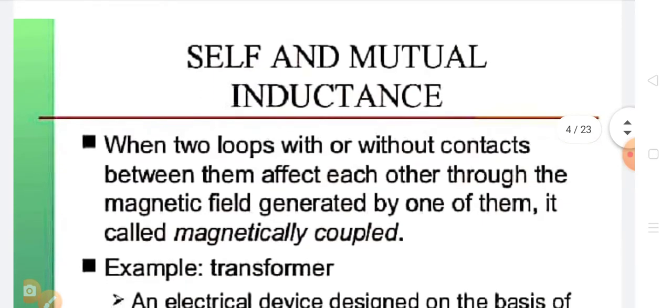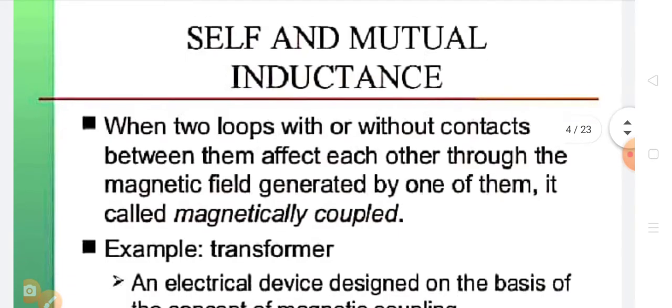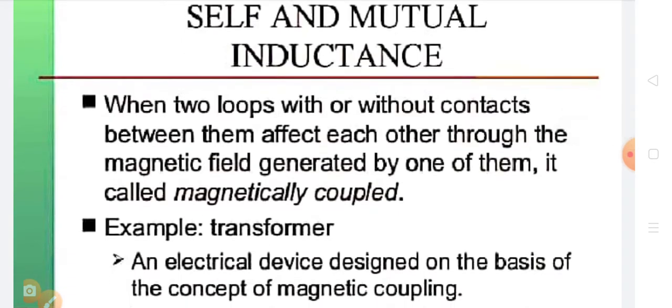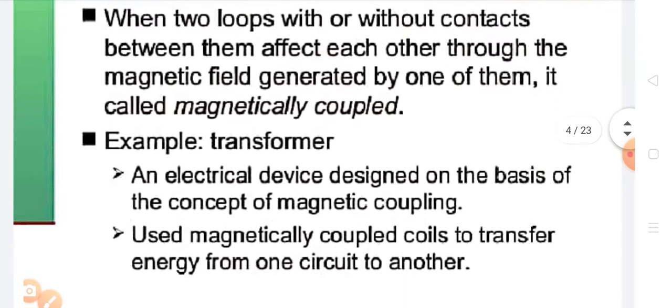First, let's see what self and mutual inductance are. First, you should know what a magnetically coupled circuit is. Whenever two loops, with or without contact between them, affect each other through the magnetic field generated by one of them, it is called magnetic coupling. When you take two coils or two loops, they may or may not have contact, but they generate a magnetic field. That coupling is called a magnetically coupled circuit.